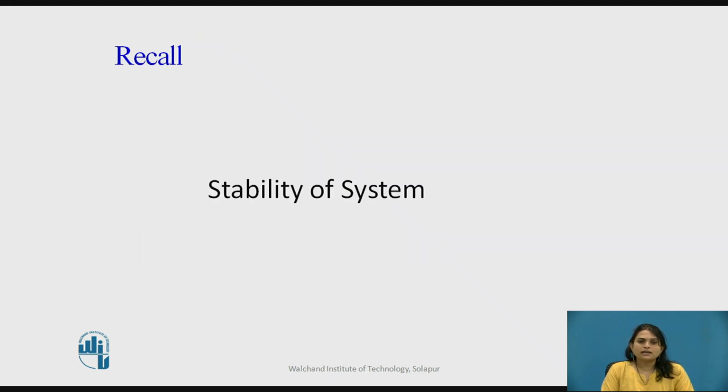Now take a pause and recall the stability of the system. We have already discussed in the previous lecture about the stability of the system. When the system reaches the steady state value, then we calculate the stability of the system. We have already discussed two methods, that is the Hurwitz criteria and the Routh criteria. Now today we are going to learn the third method, that is the root locus method.